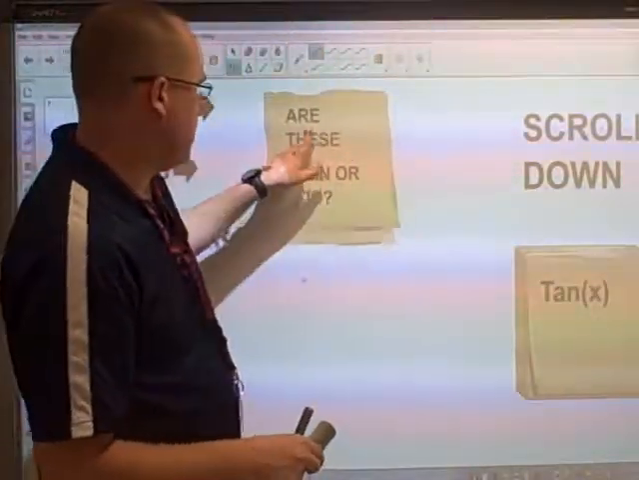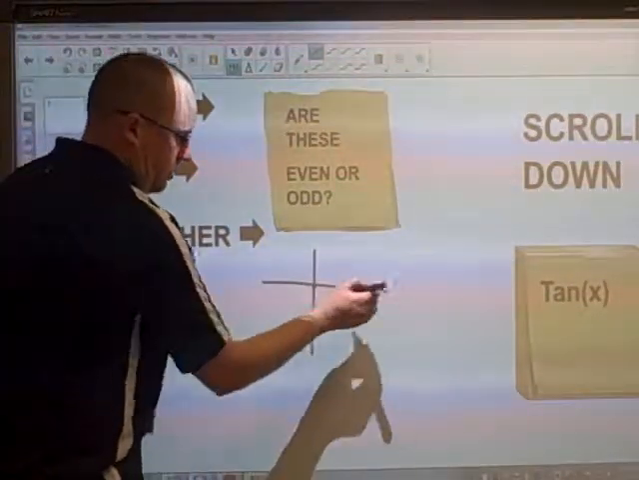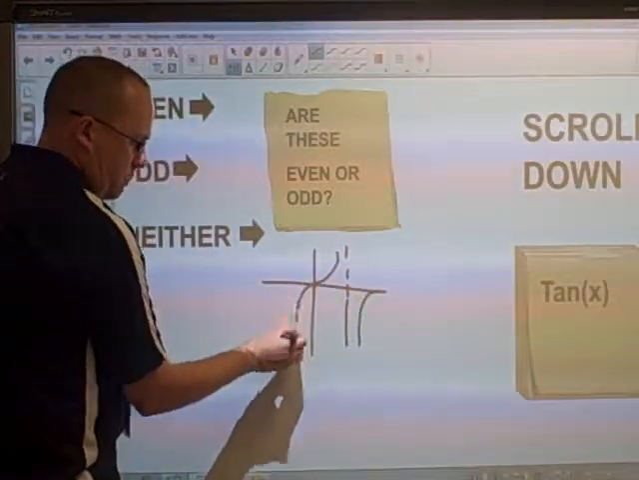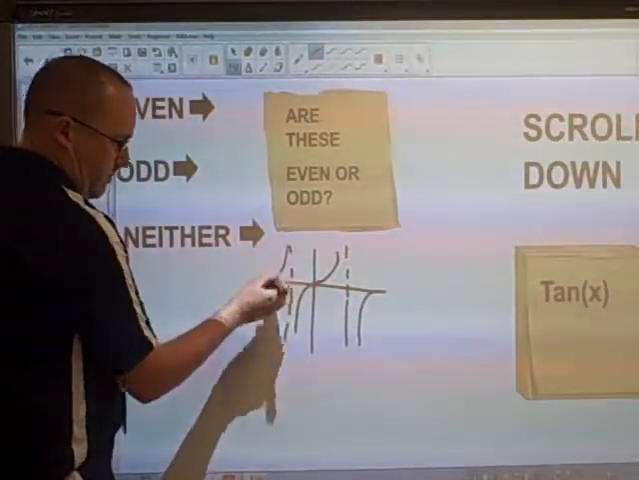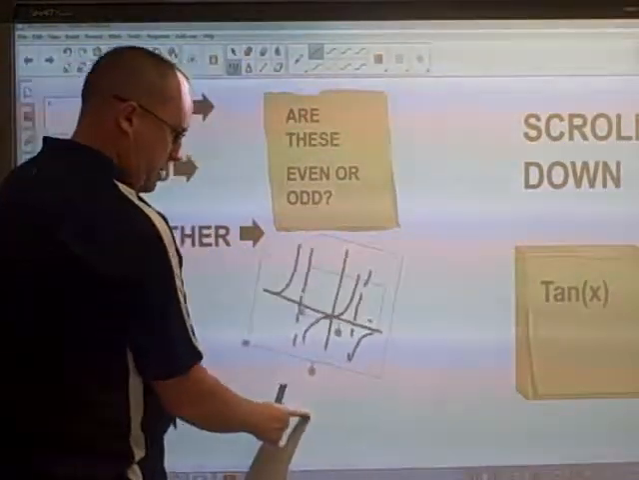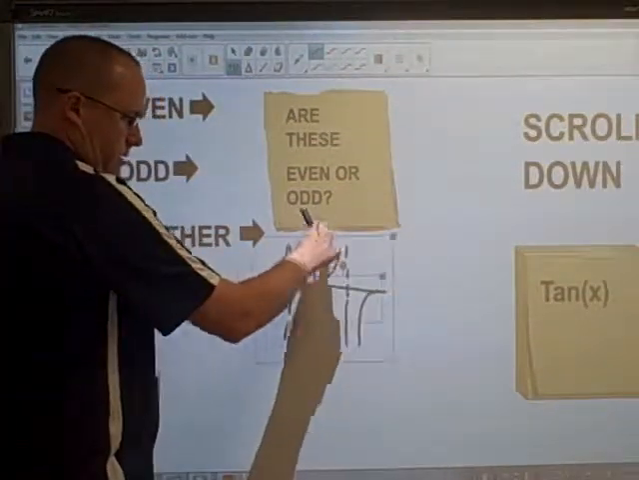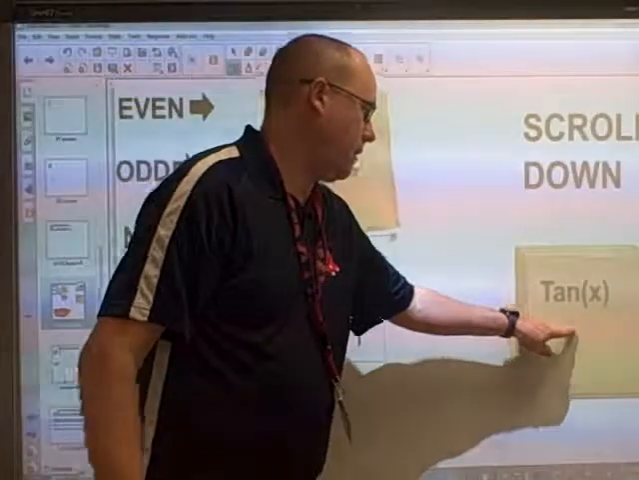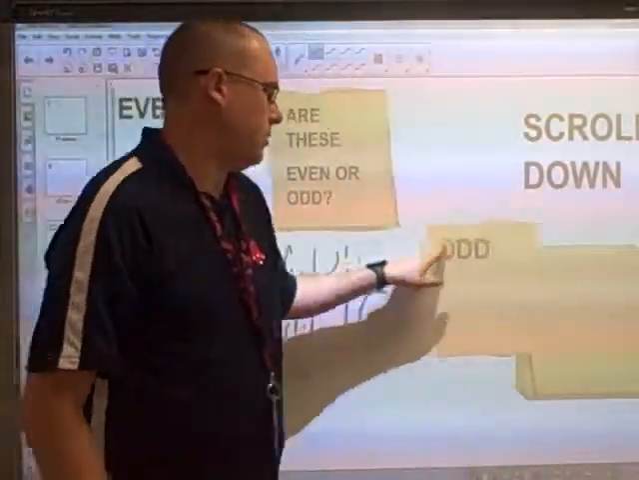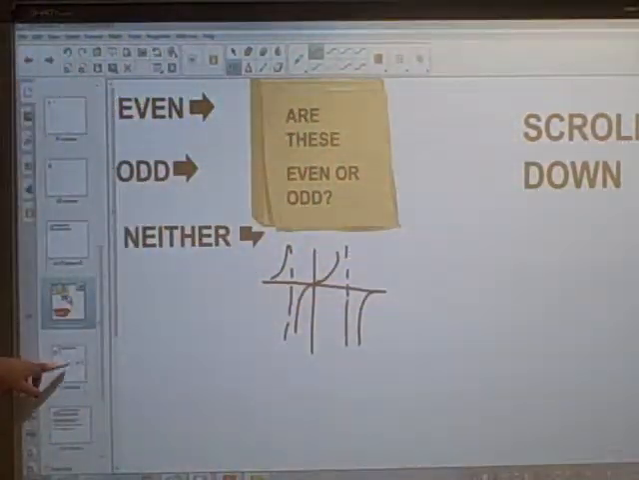If we go to the last one, tan x, is that an even or an odd function? If I draw it, it looks a little bit like this. And if we twist that upside down, you can see that that pretty much looks the same as what we had up here. So tan is an example of an odd function because it looks the same if you rotate it 180 degrees. So that one would be an odd function. And that's the last of those questions.